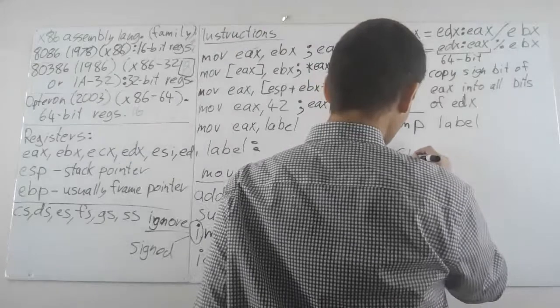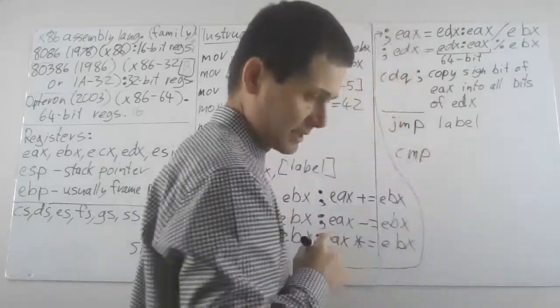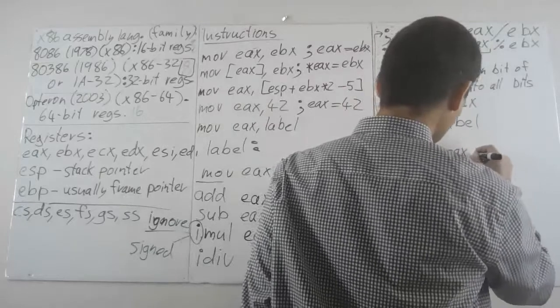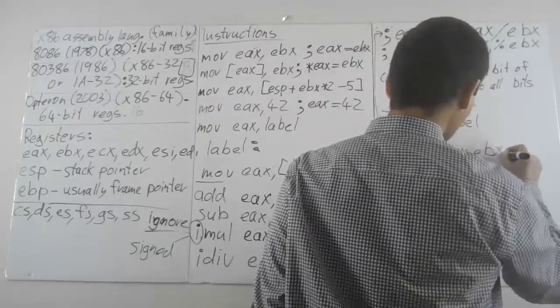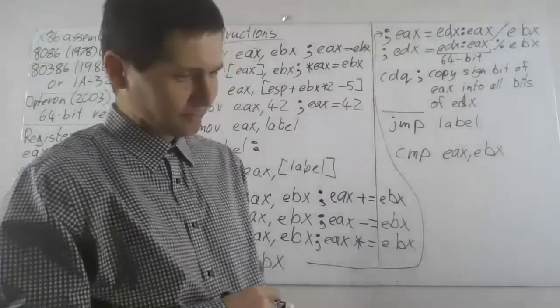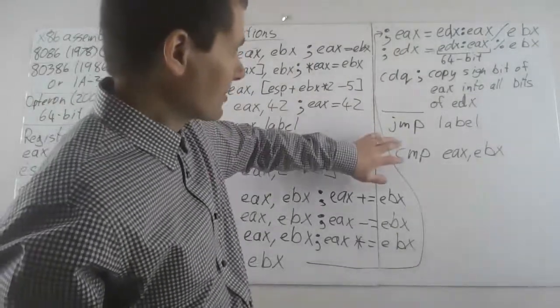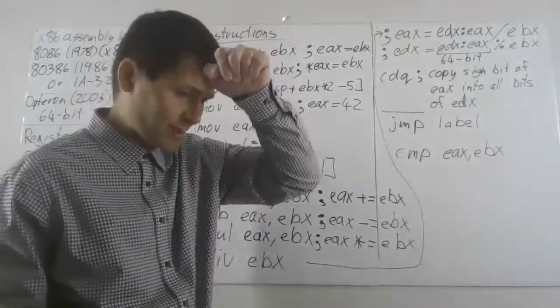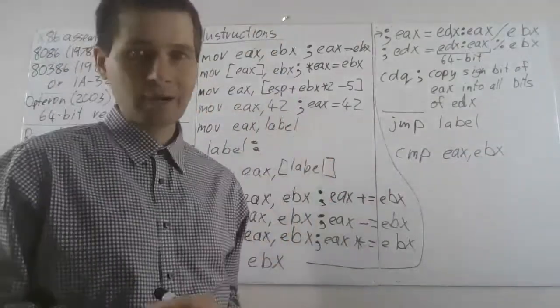So there's a cmp, or comparison, instruction. And again, you can give it two registers, and there's various other versions with constants and stuff. So you say, I want to compare EAX and EBX. I want to compare the values in those two registers.